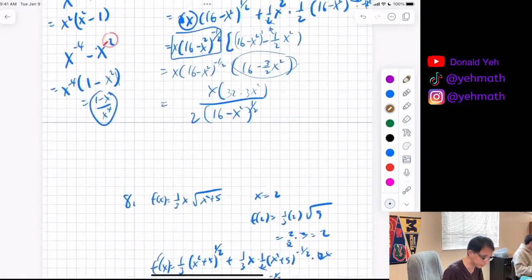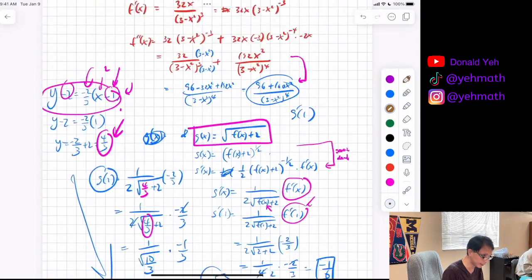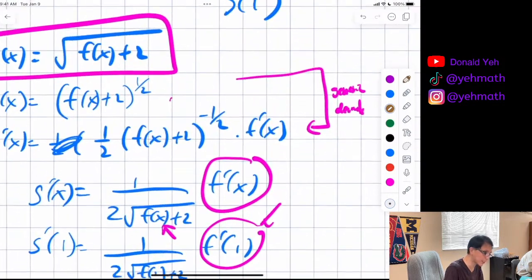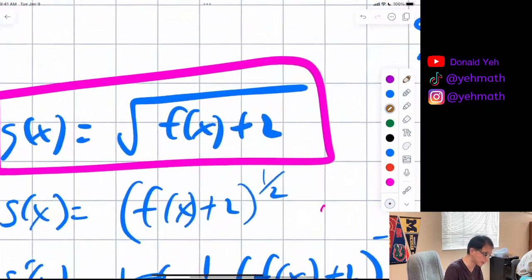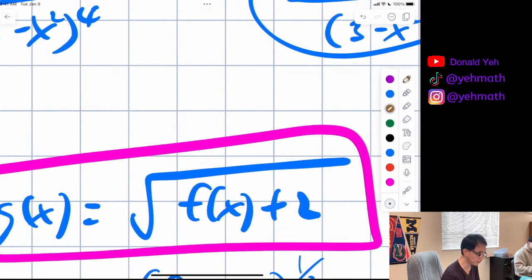So, did you do it? No? Okay. You're gonna do something called a generic derivative. You have g of x equal to square root of f of x plus 2. Since they want g prime of 1, guess what? This question is going to include 2 check marks. One is evaluation, one is derivative. The derivative of g of x equal to square root of f of x plus 2.